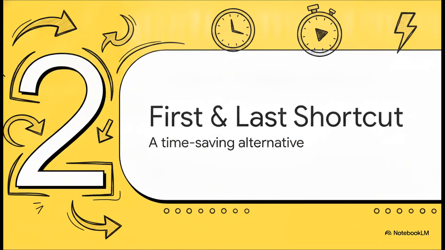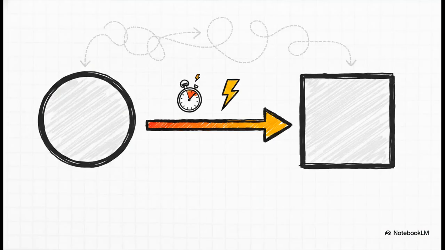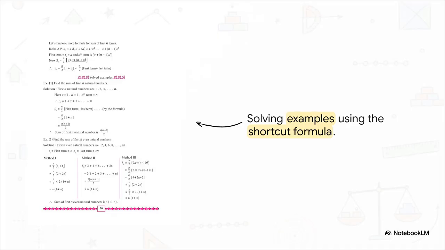Moving right along to section 2, the first and last shortcut. Because sometimes we want an even quicker way. Here's the deal. If you already know your very first term, which we call t1 or a, and you also know the very last term of your sequence, tn, you can use this super elegant shortcut. Sn equals n by 2 multiplied by just the first term plus the last term. It's quick, it's clean, and it's highly effective. Let's apply it right here.